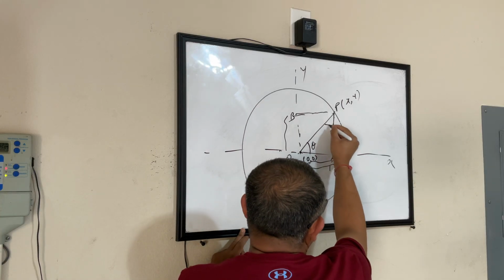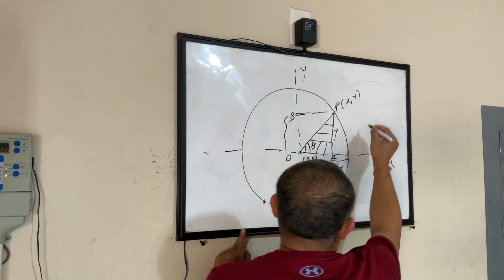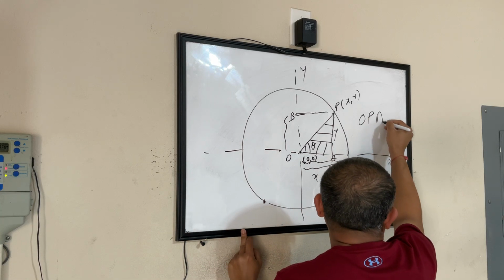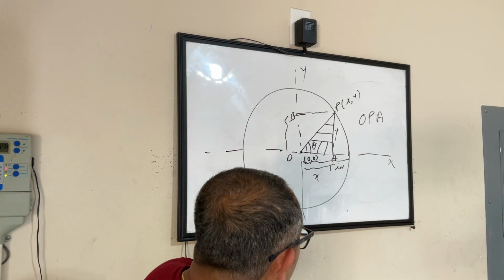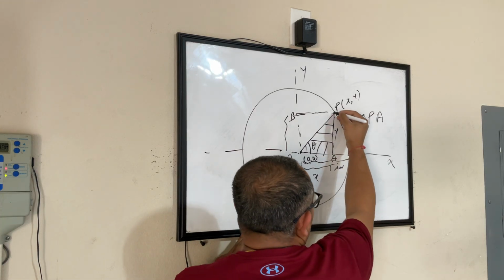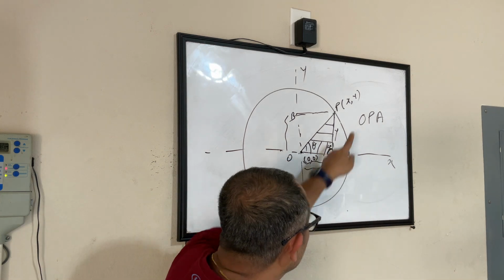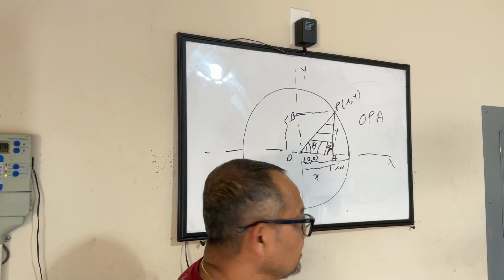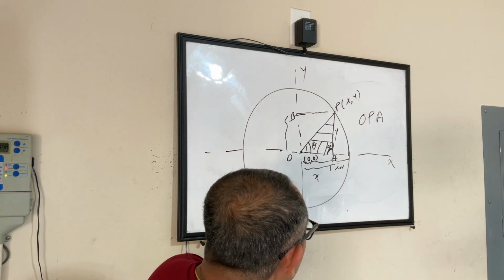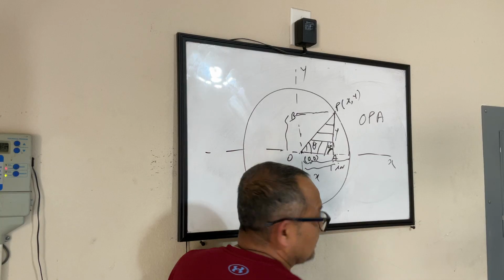So right now I'm focusing only on this shaded triangle, O, P and A. In this triangle, what do I see? Since I have dropped a perpendicular, this is 90 degrees. Now this is a classic right angle triangle, correct? Yes. So from this right angle triangle, I am trying to relate x and y with theta.